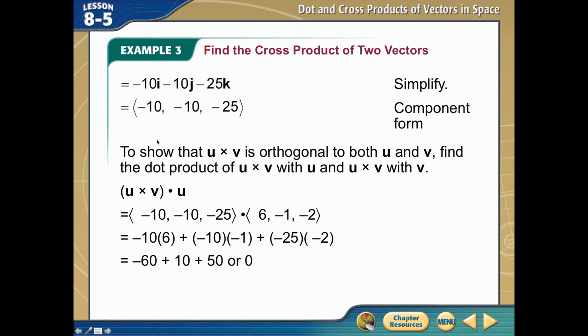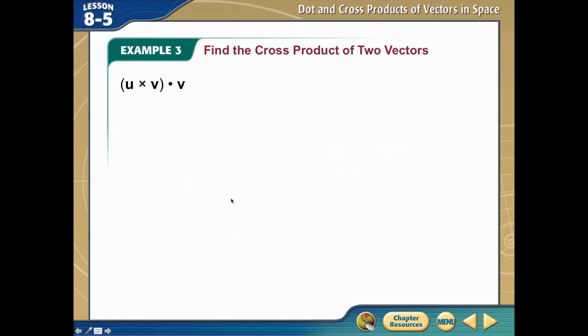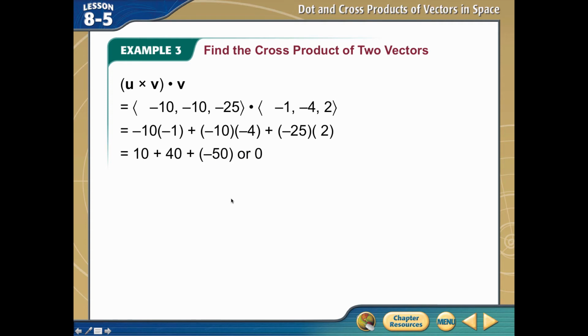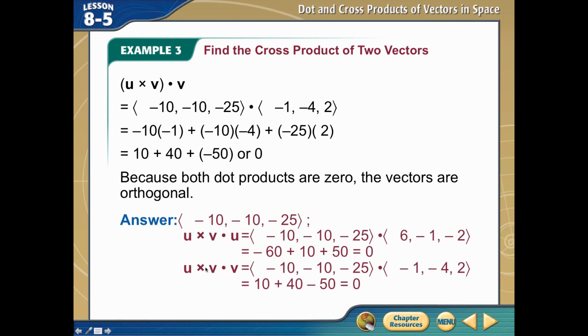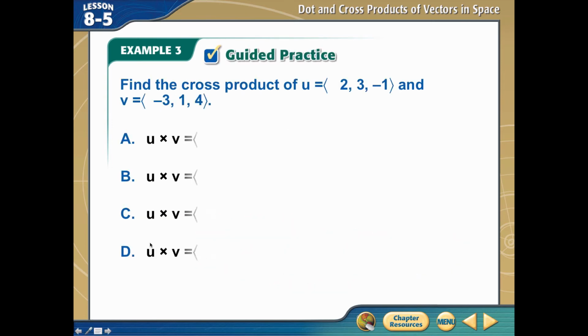And you'll see, take the cross product and do the dot product with U, you get 0. Cross product dot V, and you get 0 again. And that's because both dot products are 0 because both vectors are orthogonal to the cross product. That's one of the definitions of a cross product, is it's orthogonal to both vectors. And you'll see where that comes into play when we do an example problem.